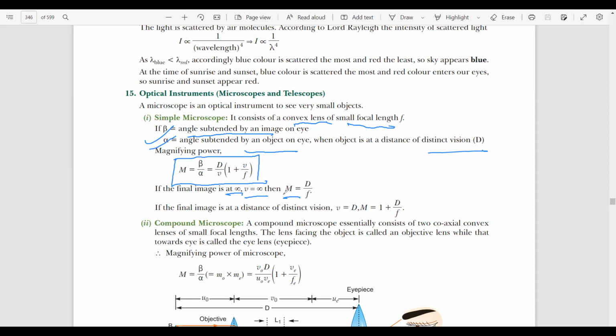If the final image is at the distance of distinct vision, so V equals D. So M equals 1 plus D by F. Instead of V, we'll write D.